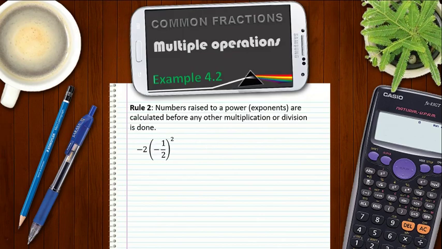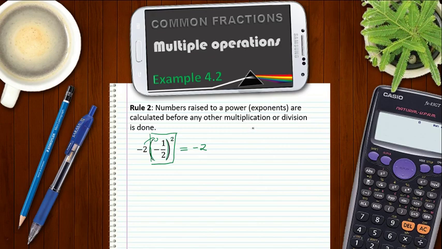Then for rule 2, we see that if we have a number raised to a power or an exponent, that is calculated first before you do any multiplication or division. So a very common error is people will multiply this 2 into this number first, which you can't do because of this square over here. You have to simplify this whole bracket with a square first before you can actually multiply or divide anything inside there. So to do that, we write down our minus 2, and then to square, remember a negative square.